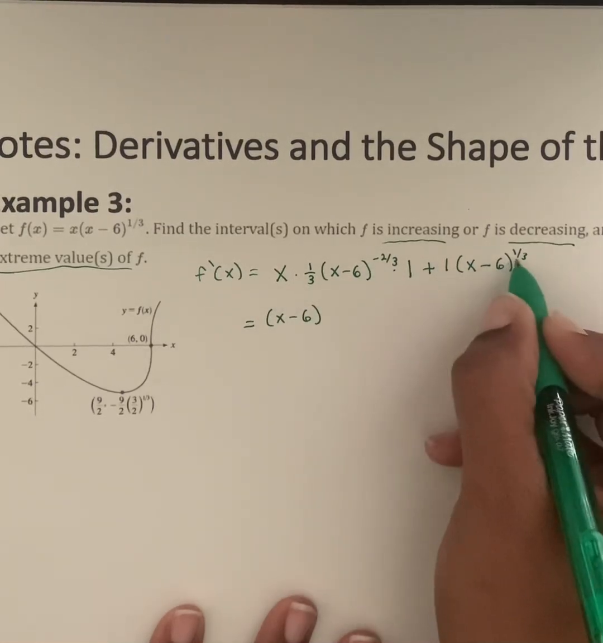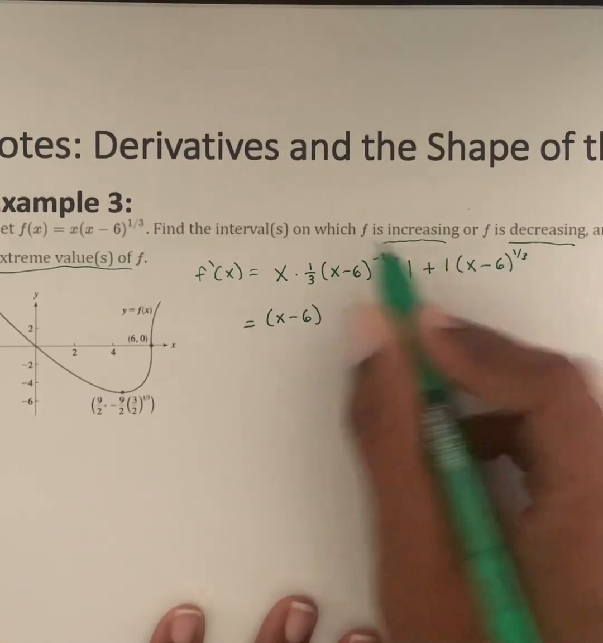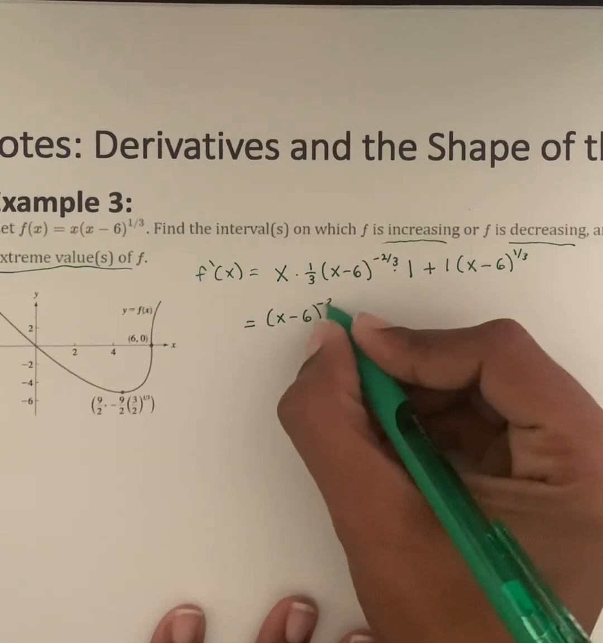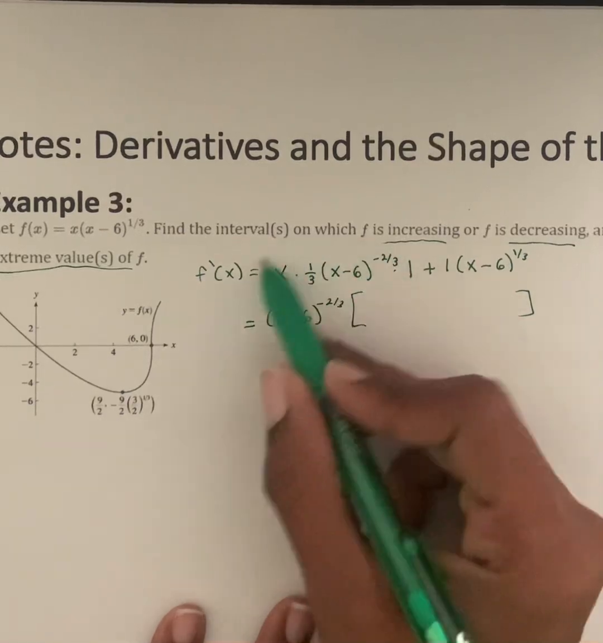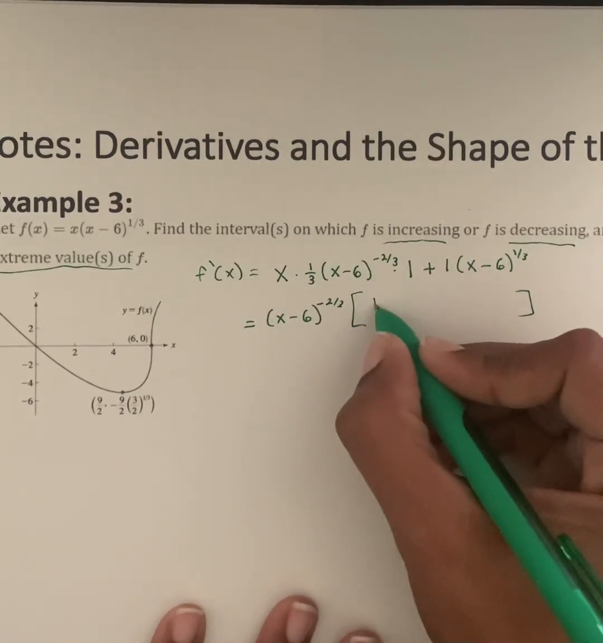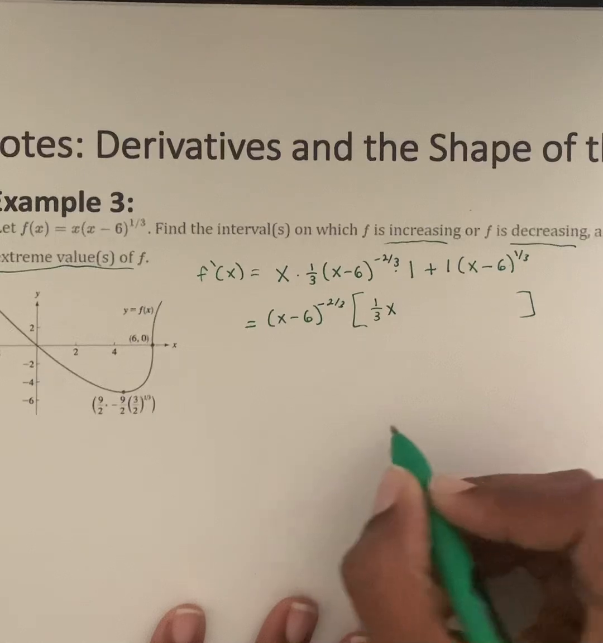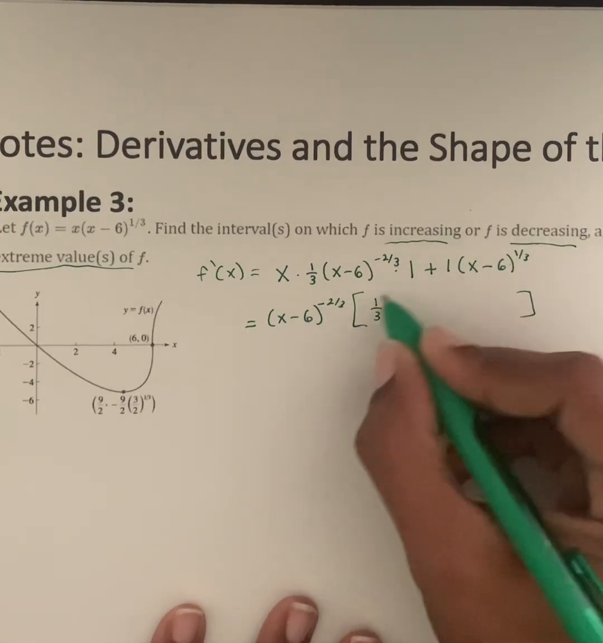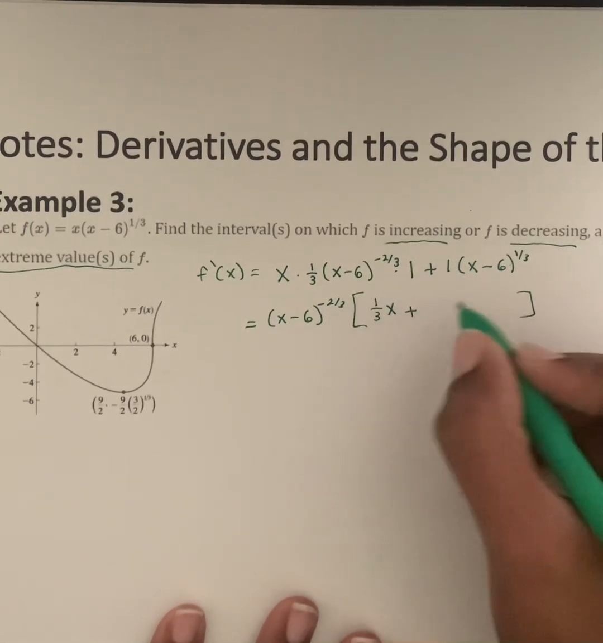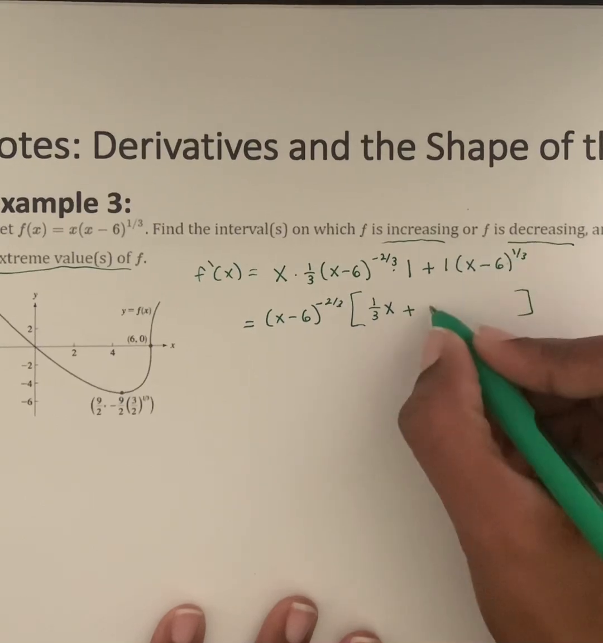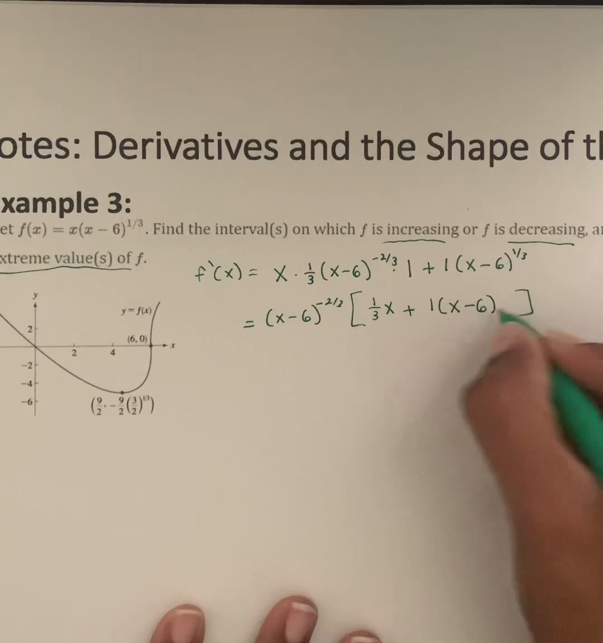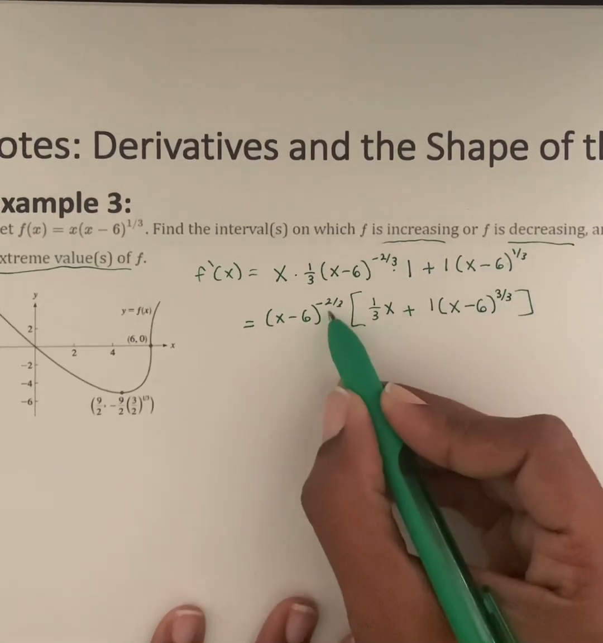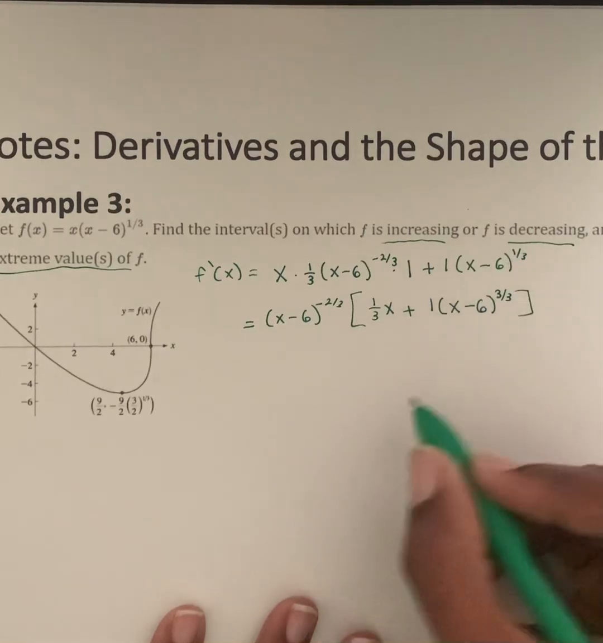The largest power of x minus 6 we can factor out is the smaller one, so that is the negative 2/3. When we factor that out from the first term, we are left with 1/3 x times 1, which is just 1/3 x, plus, and then when we factor it out here, we're left with a 1 and an (x minus 6) to the 3/3. 3/3 minus 2/3 makes 1/3.